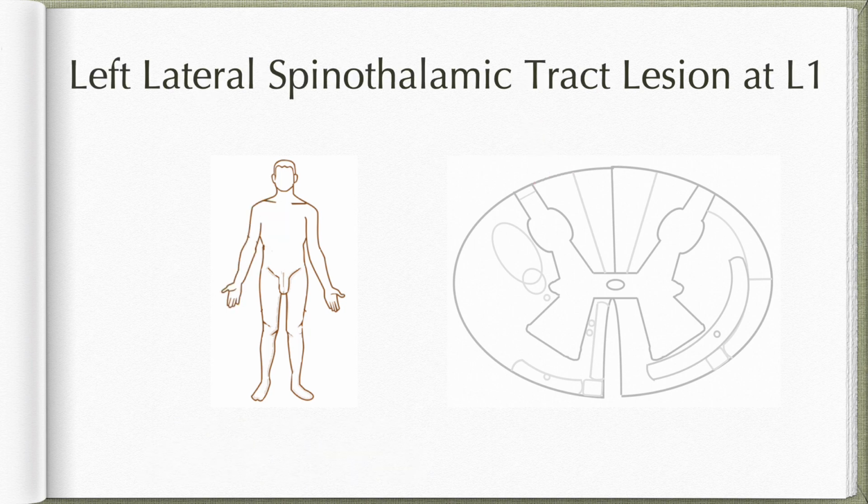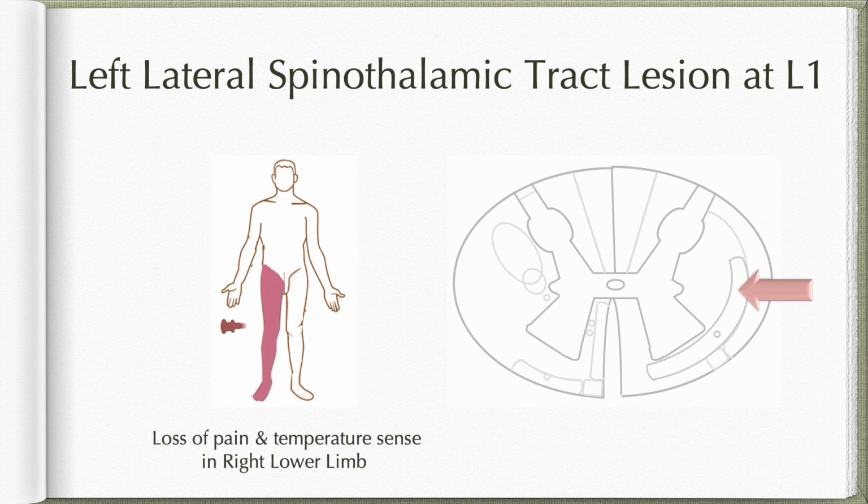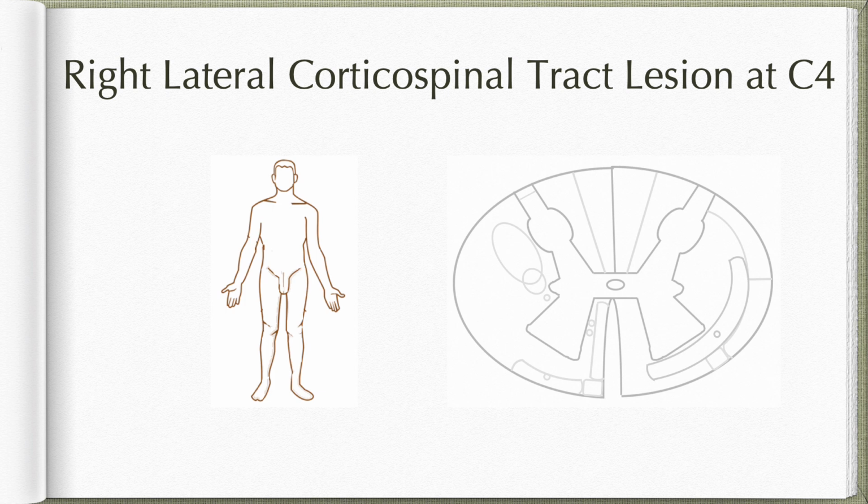When there is lesion to the left lateral spinothalamic tract at the level of L1, then the patient will have loss of pain and temperature sensation in the right-sided lower limb because the left spinothalamic tract will be carrying information from the right half of the body. Similarly, if there is a lesion to the right lateral corticospinal tract, let's say at the level of C4, then the patient will show right-sided hemiplegia. So based on this knowledge, let us check a few case scenarios.